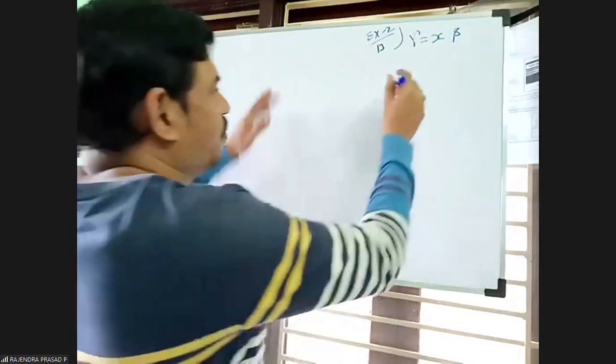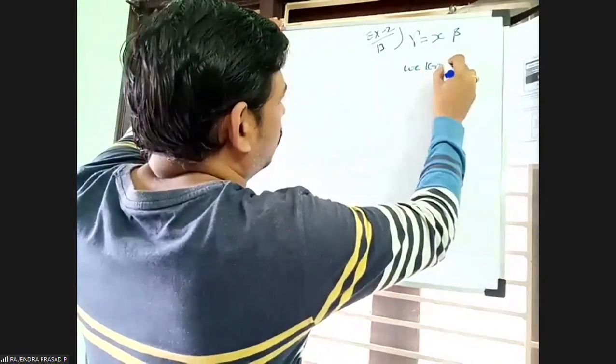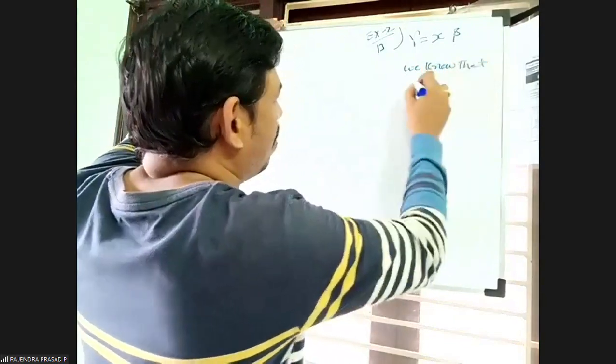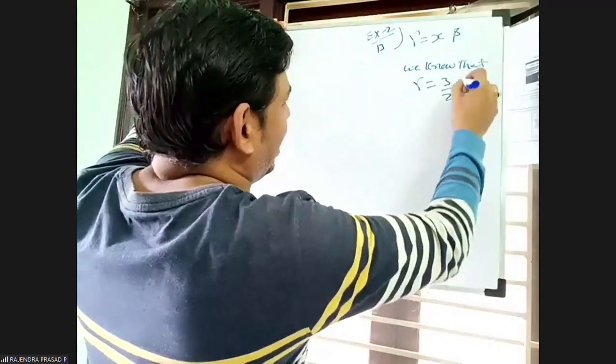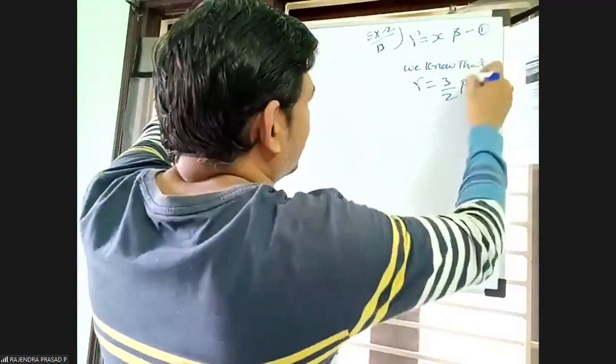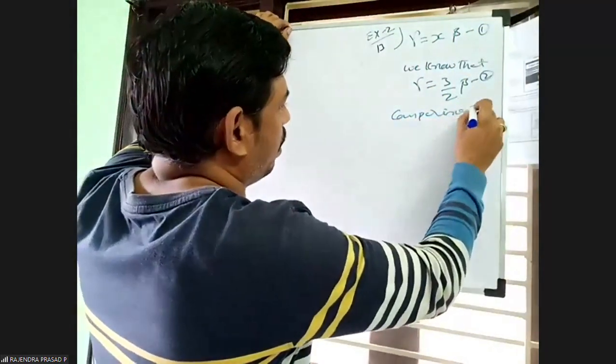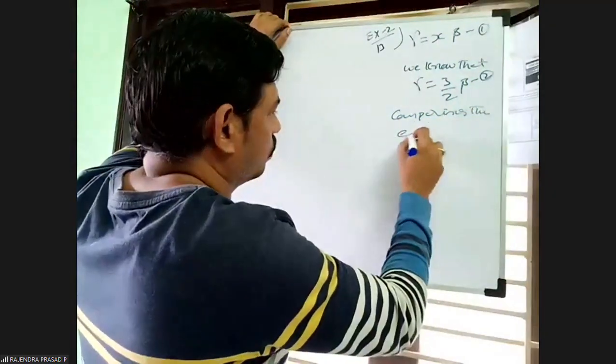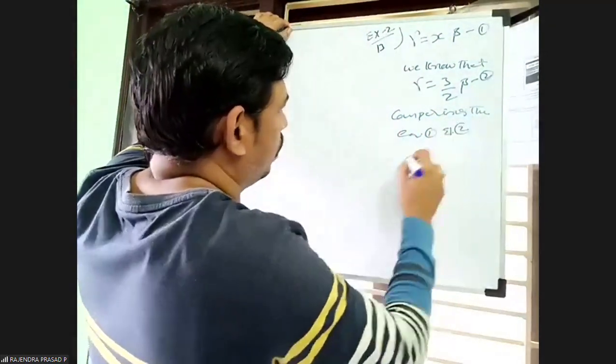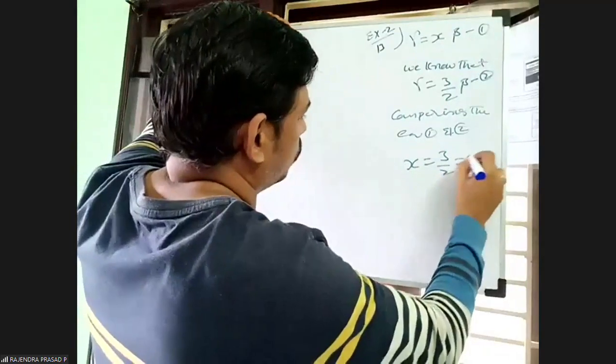So the relation between them, we know that gamma is equal to 3/2 into 2 beta. This is the given equation. Comparing equations 1 and 2, x equals 3/2, so that equals 1.5.